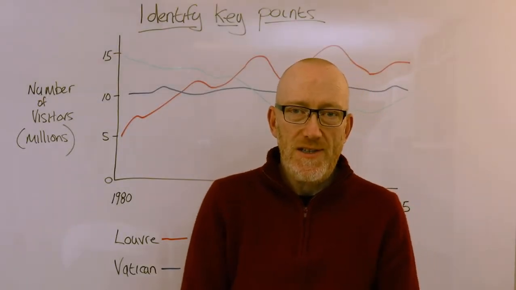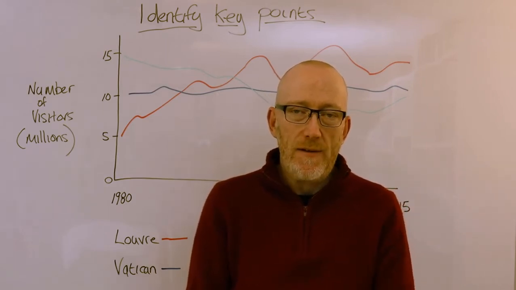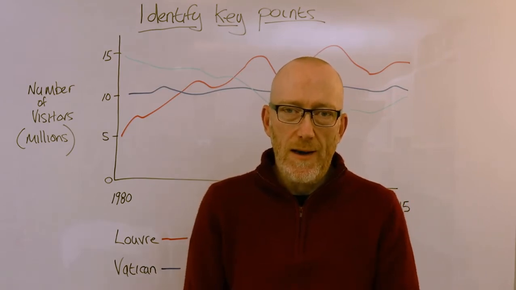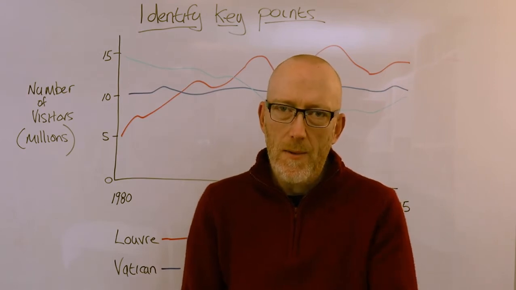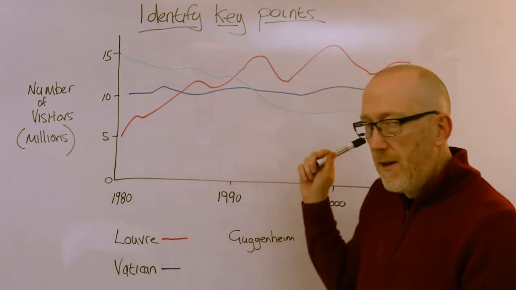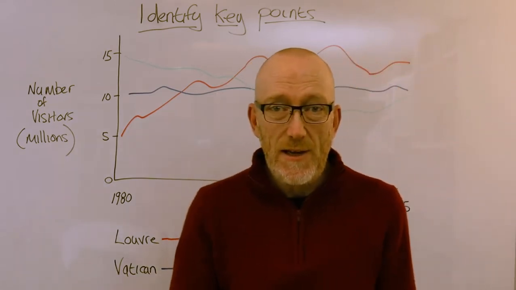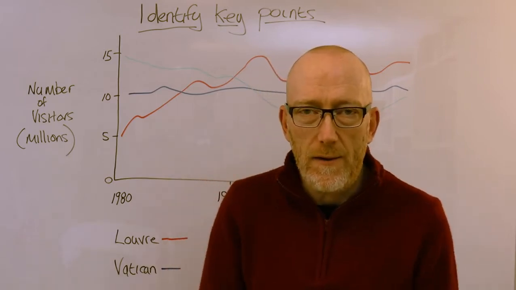This is the first in a series of lessons where we're going to be looking at the different chart types that you might find in your IELTS Academic Task 1 writing exam. This obviously on the board behind me is a line graph and it is a change over time graph. I'll explain what that means in a second.